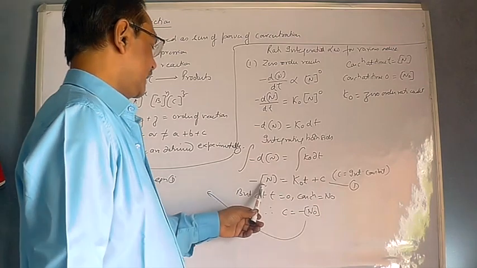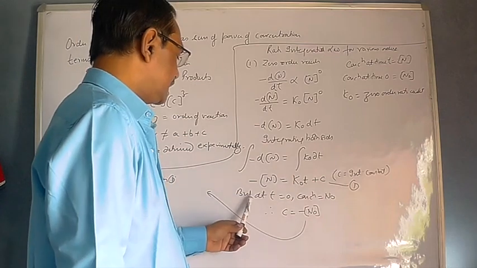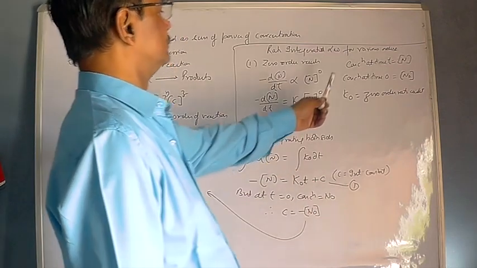So class, we get the value -N equals k0 t + C, where C is your integration constant. But at t equals 0, class, remember the concentration was N0.